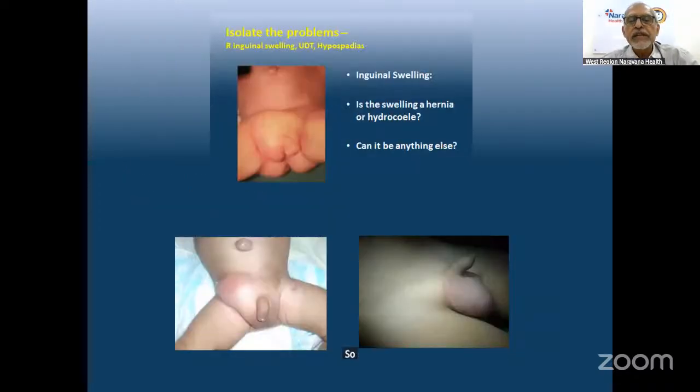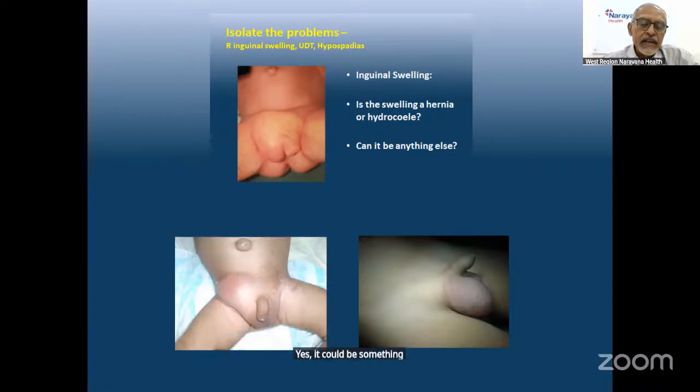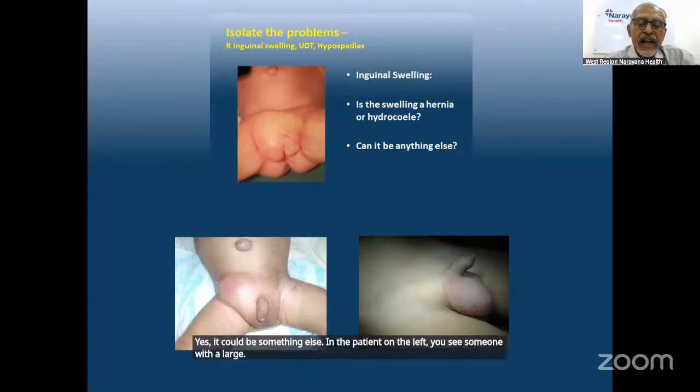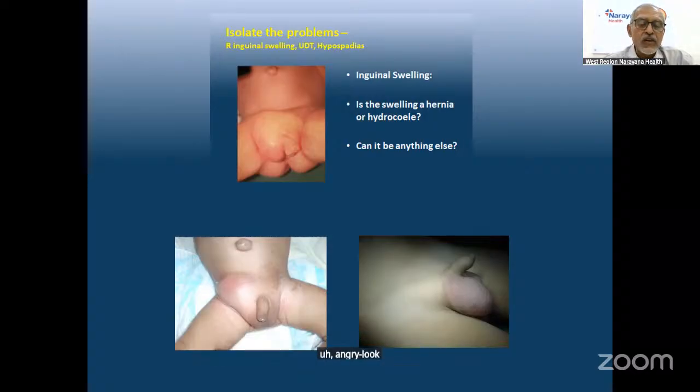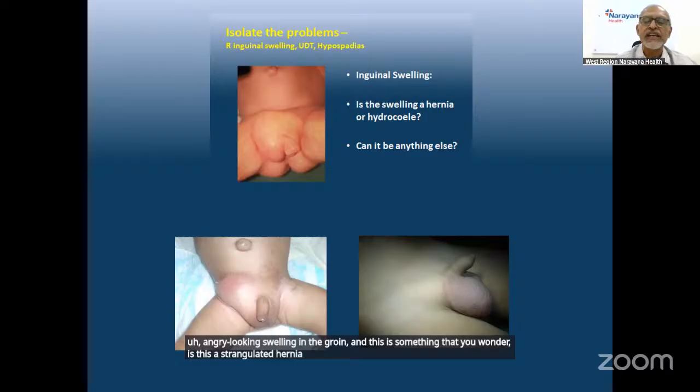So we are isolating the problem. There is an inguinal swelling, which is either a hernia or a hydrocele. Well, could it be anything else? Yes, it could be something else. In the patient on the left, you see someone with a large, angry looking swelling in the groin. And you wonder, is this a strangulated hernia? But no, this turned out to be just an abscess.